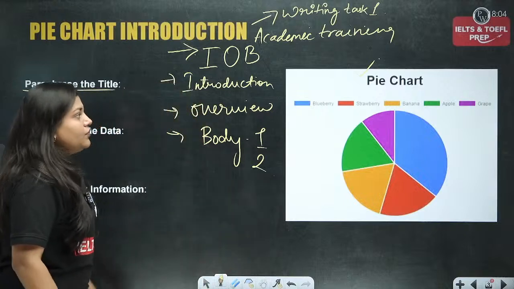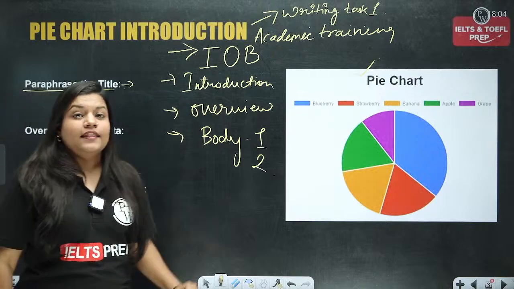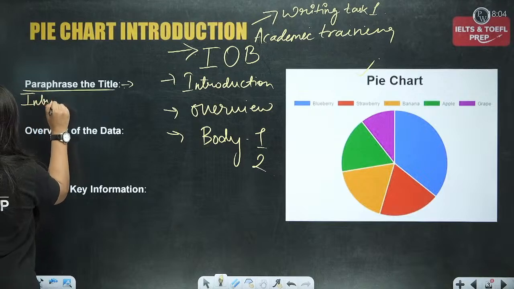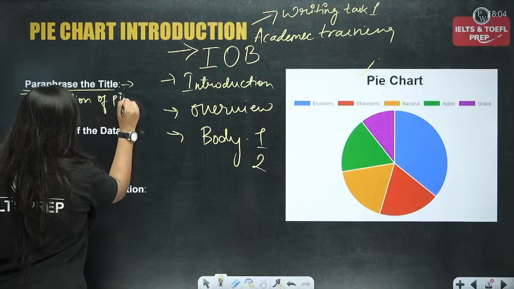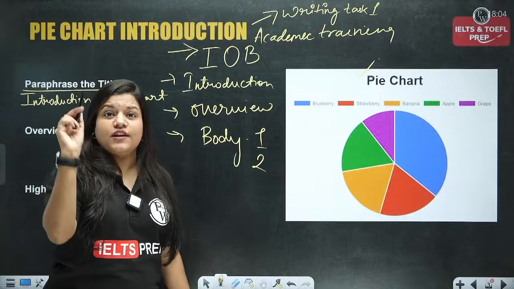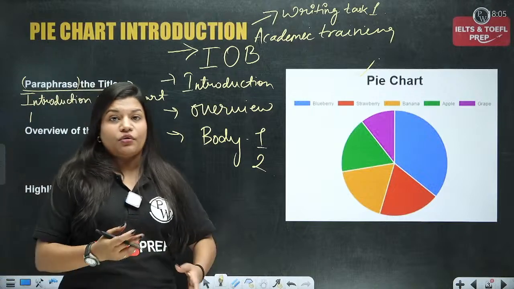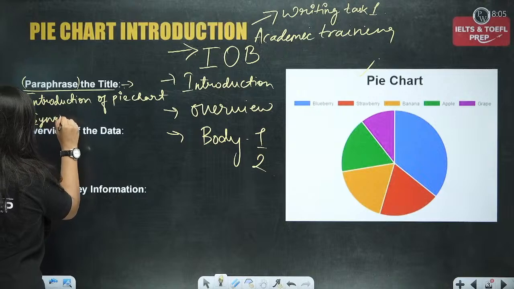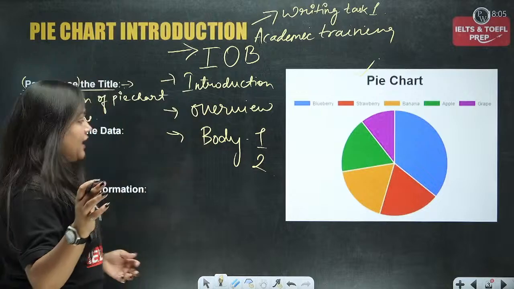Now, you can see it says paraphrase the title. Paraphrasing the title means that you have to write the introduction. The introduction of a pie chart will be nothing but a simple rephrasing, or paraphrasing, of the question. Make sure that you use synonyms, because I have already told you the meaning of paraphrasing and how you can do it.